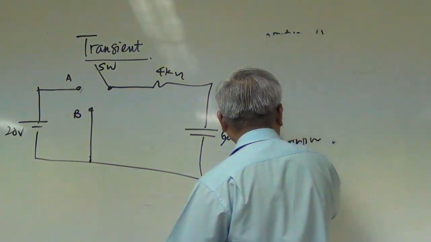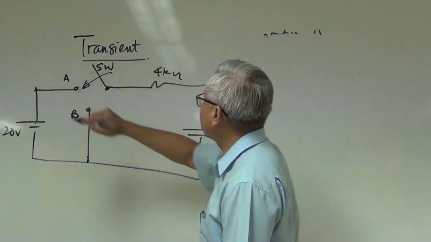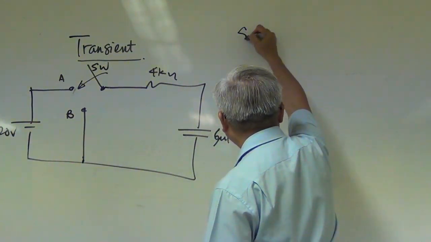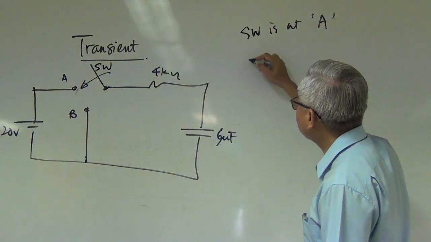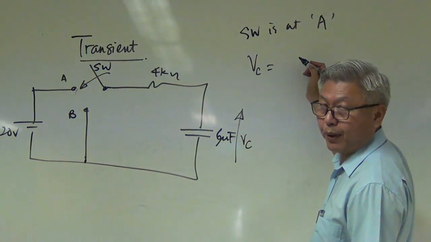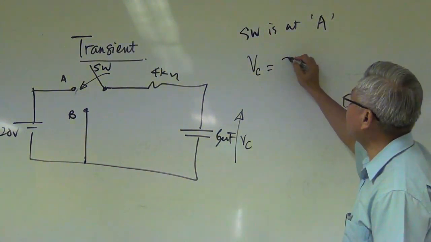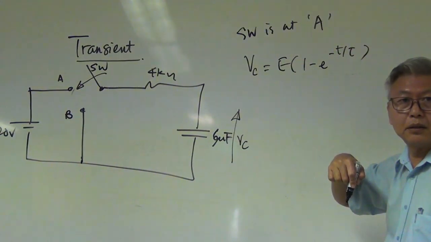Okay, so now let's try to write the expression. When the switch is at position A, I ask you to write me an expression of VC. Your answer is with bracket or without bracket? With, because it's charging, right? So it's E1 minus E to the minus T over time constant.